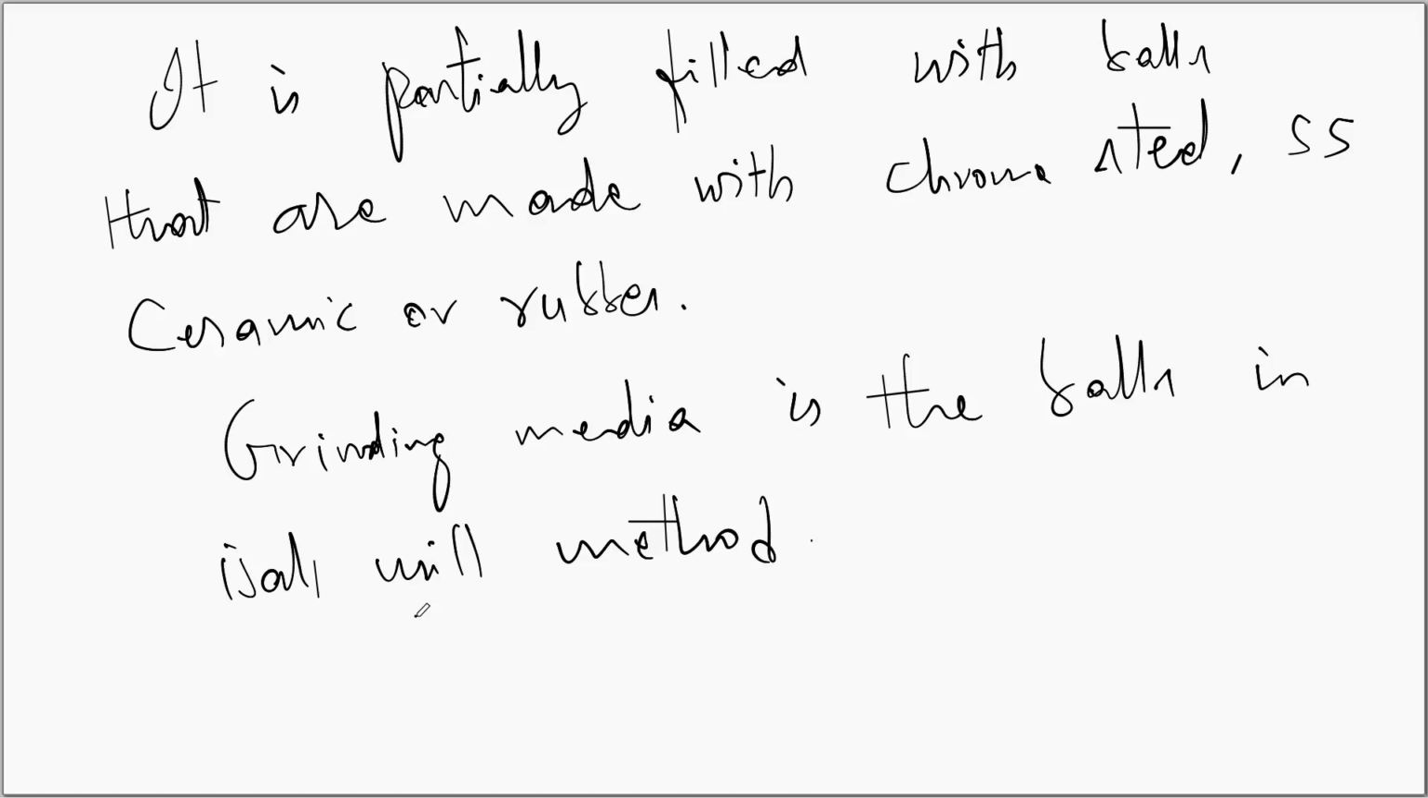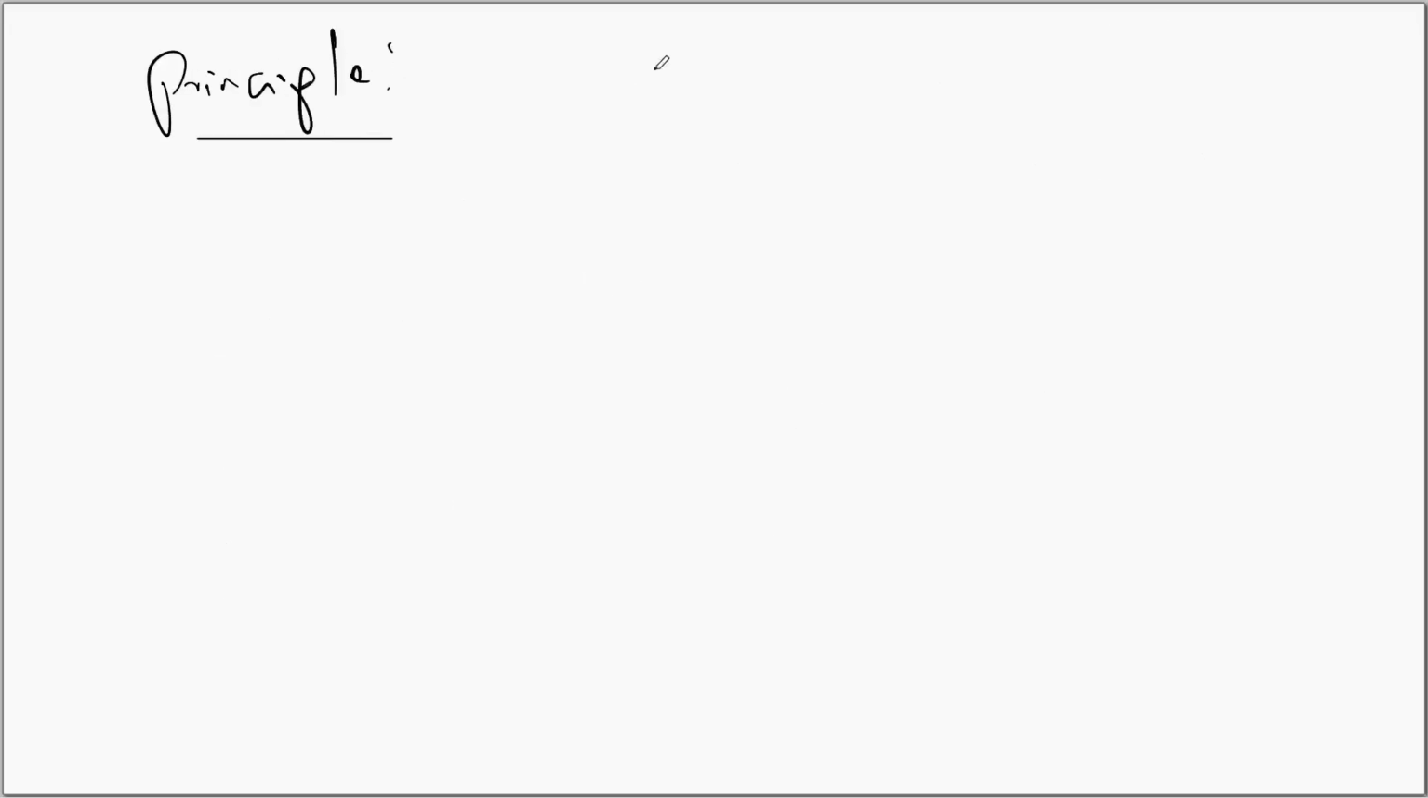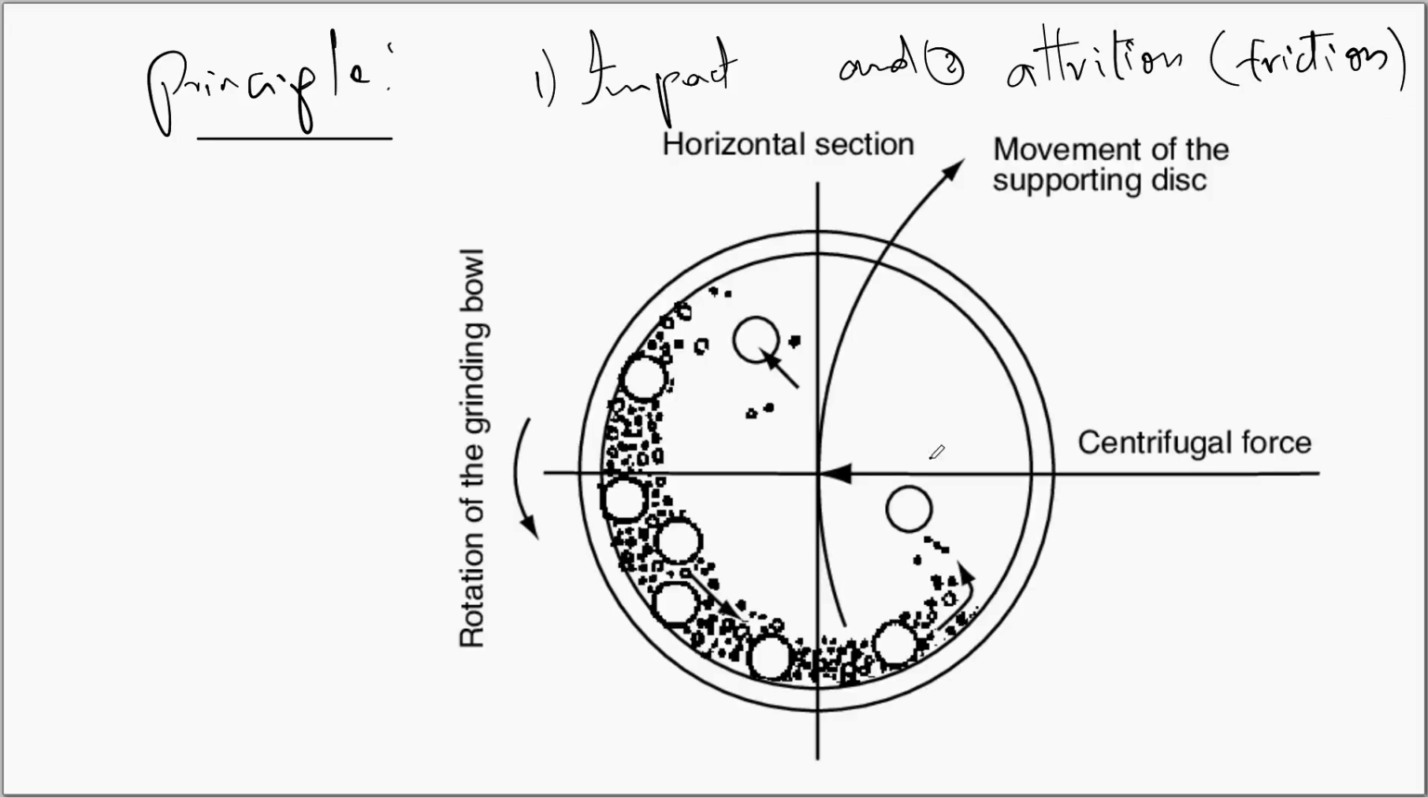Now we shall see the working principle. The ball mill works on two principles. The first one is impact and the second one is attrition or friction. The cross section of the ball mill looks like this. We have the cylindrical shell. Since we are looking at the vertical cross section of the ball mill, it looks like a circle. And we have the small circles within that. They are the balls, and the small black dots are the precursor material.